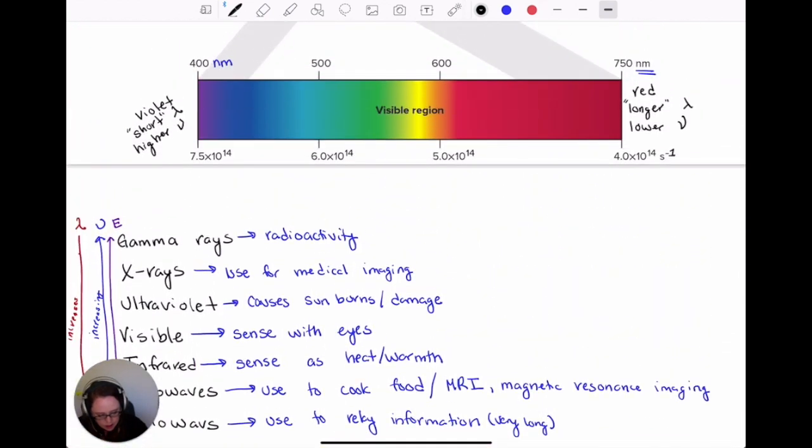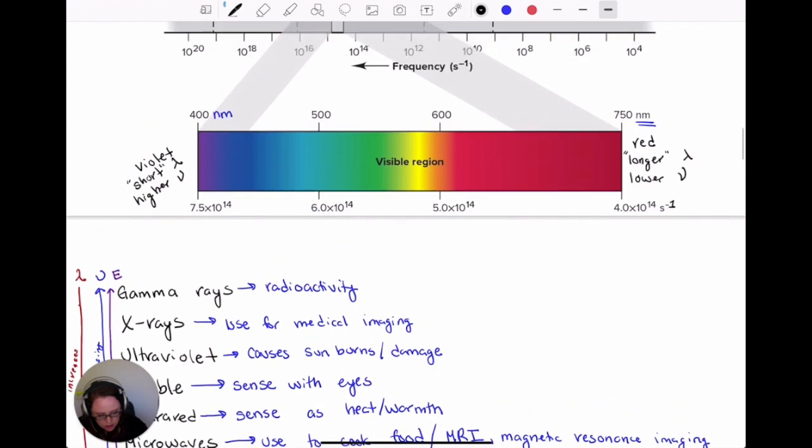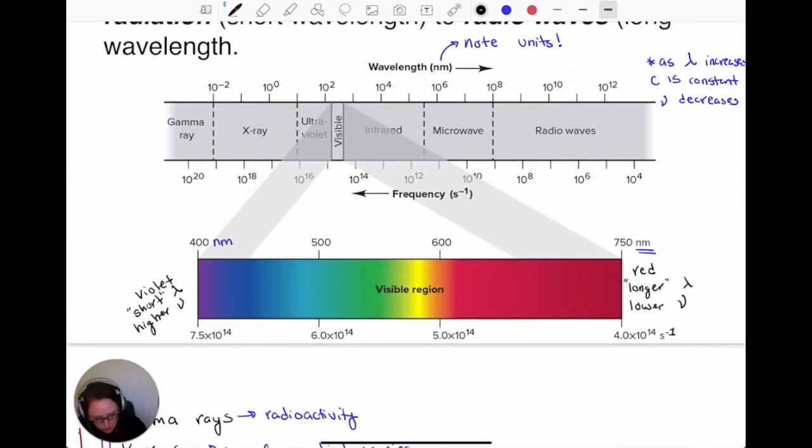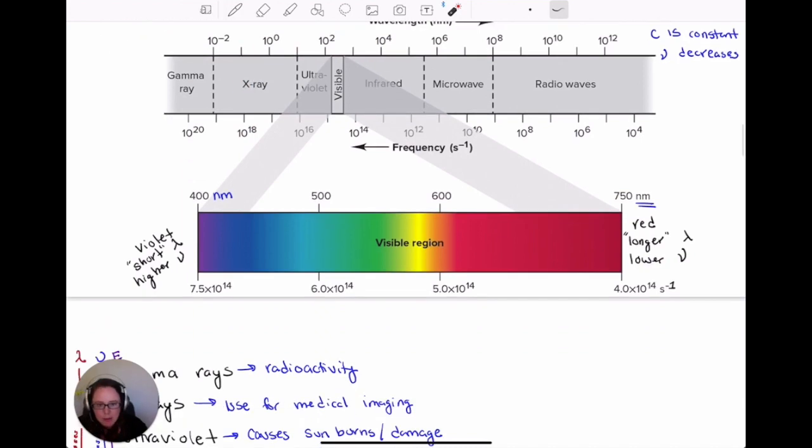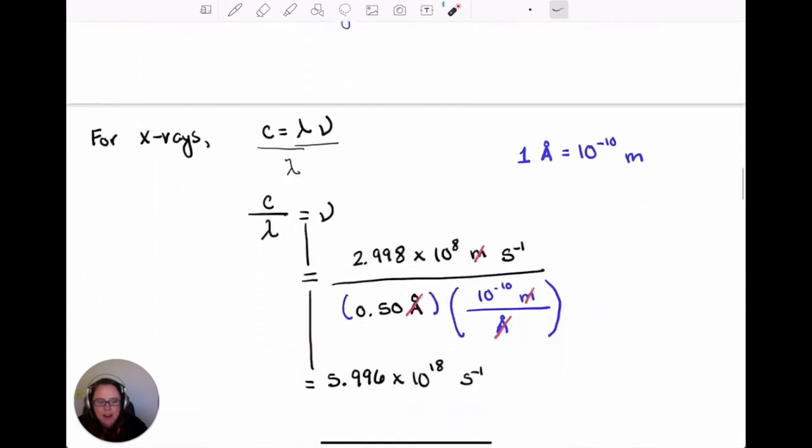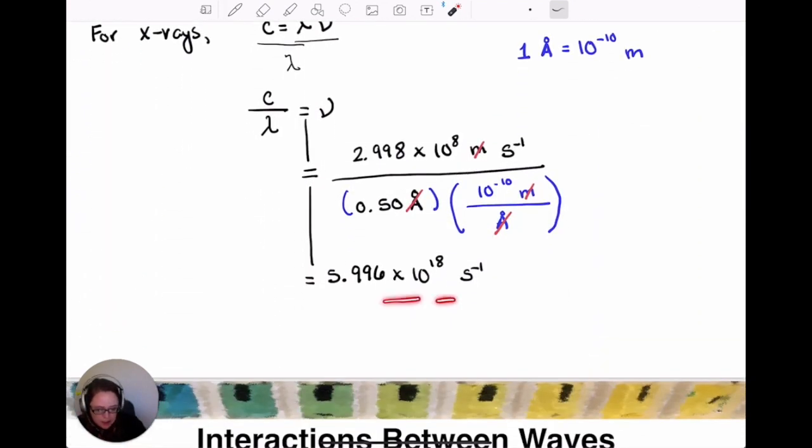Okay, so here we're at the visible. So we have an X-ray. So we're down at the order of kind of 10 to the 0, 10 to the minus 1 nanometers. And then we're right there at 10 to the 18 per second. So this is definitely a reasonable answer to get.